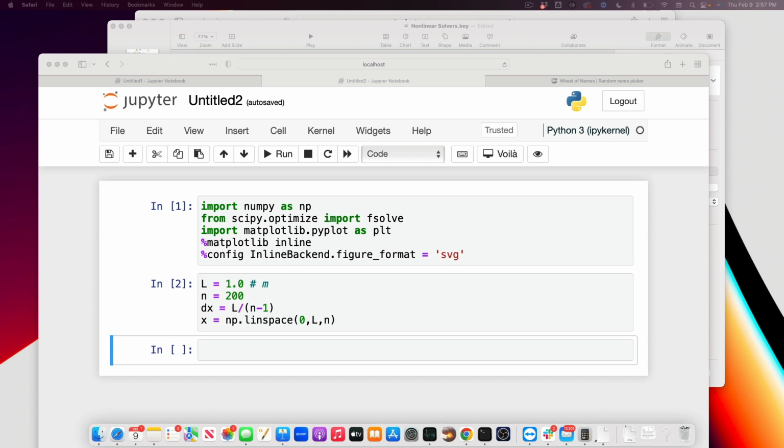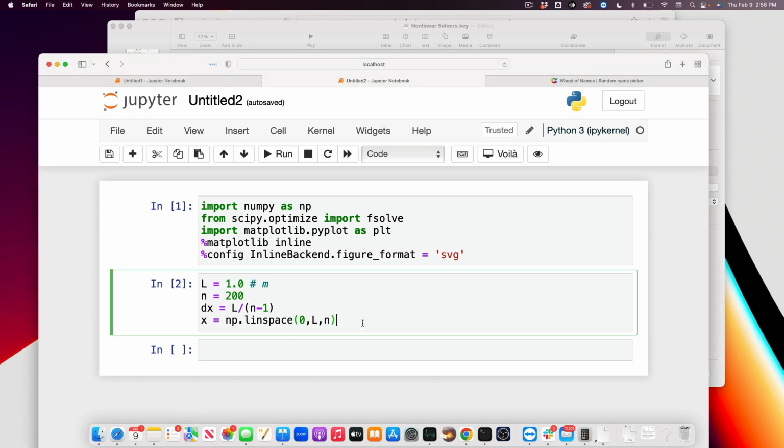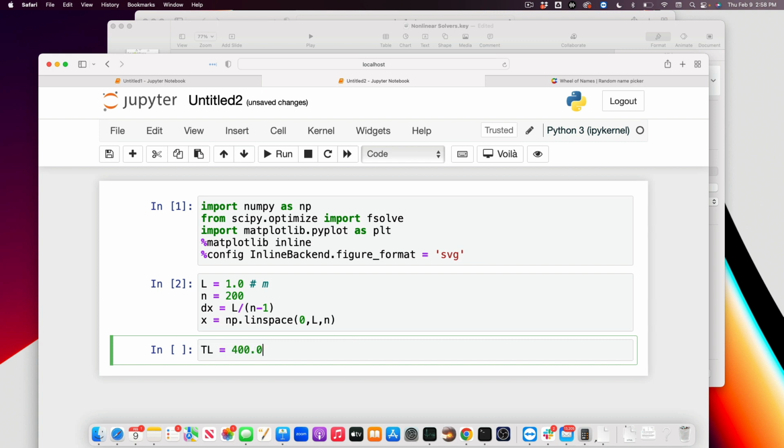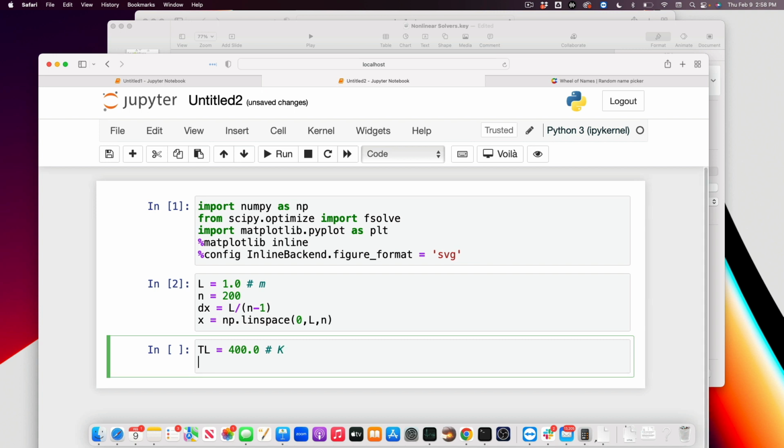Okay, are we in sync? Okay. So now I want to define some properties for the problem as well. We can continue defining them here. Well, let's just do it here. T left, let's say, is equal to 400. Then T right is also 400, let's say.